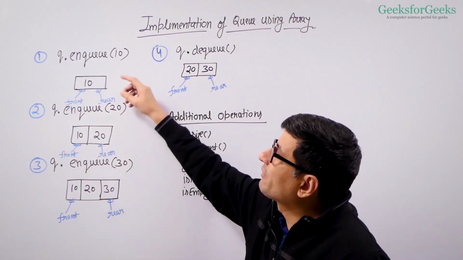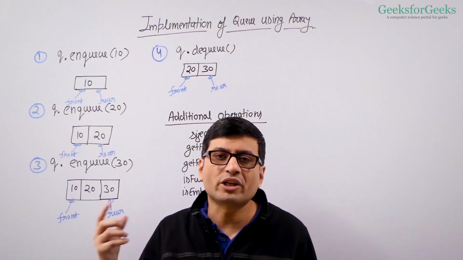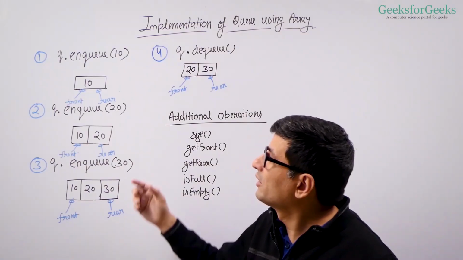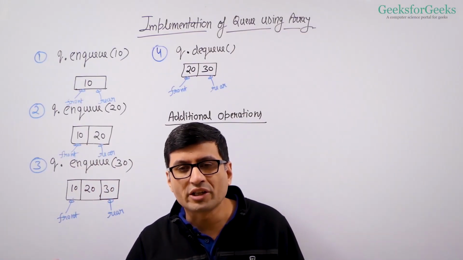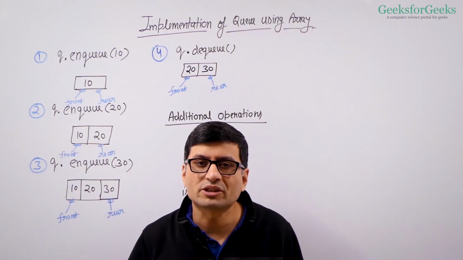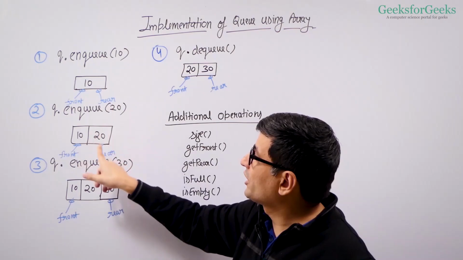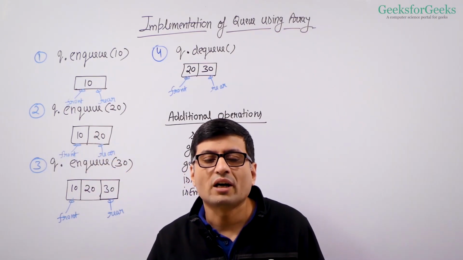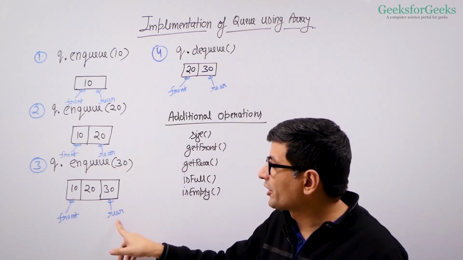Let's say we initially have an empty queue. When we insert the first item, it becomes both front and rear. So 10 is your both front and rear. Now when you insert 20, you always insert an item at the end of current rear and make the newly inserted item as rear. So after the current rear, we insert 20 and make it rear. Now when you call NQ again, you always insert after the current rear and make it new rear. So you insert 30 here and make it rear.